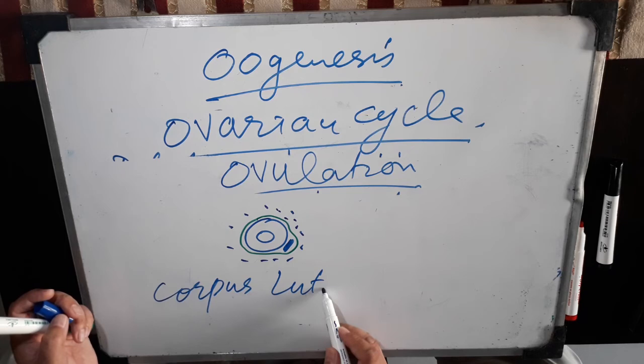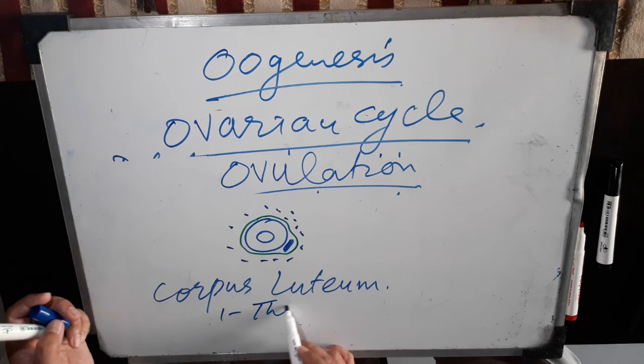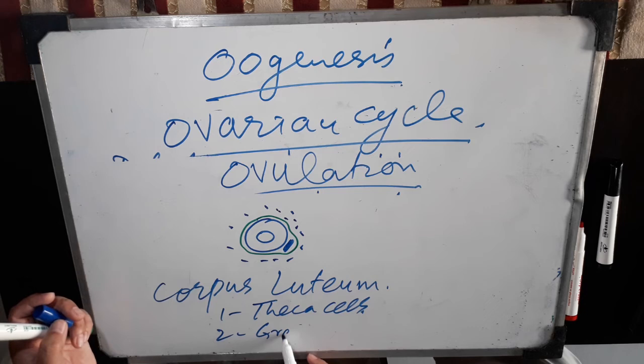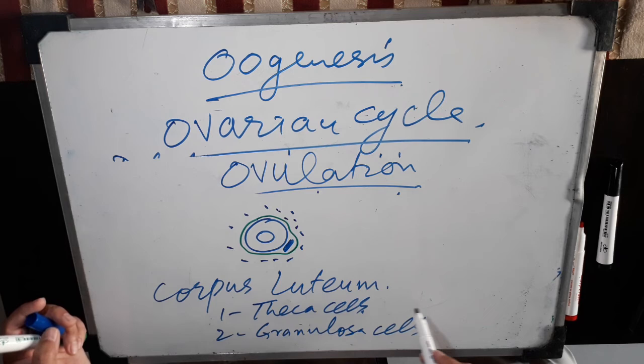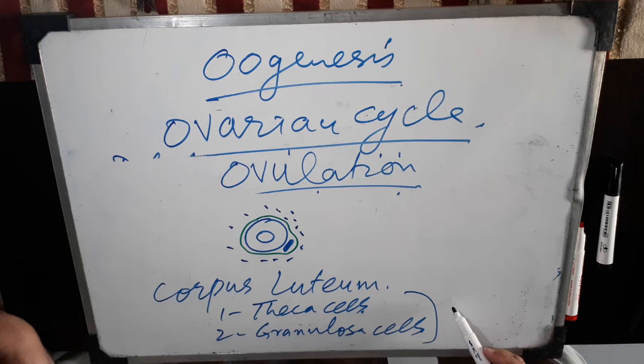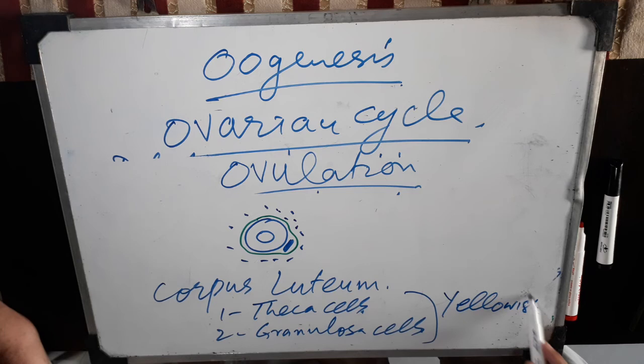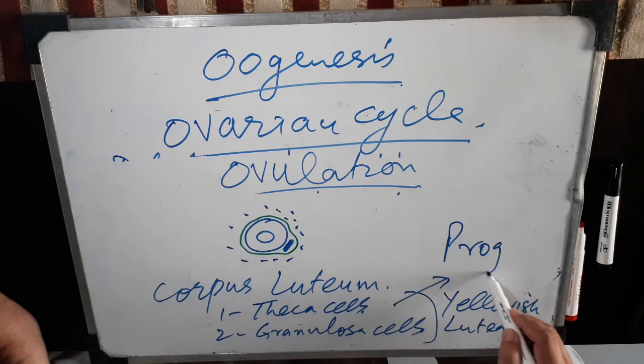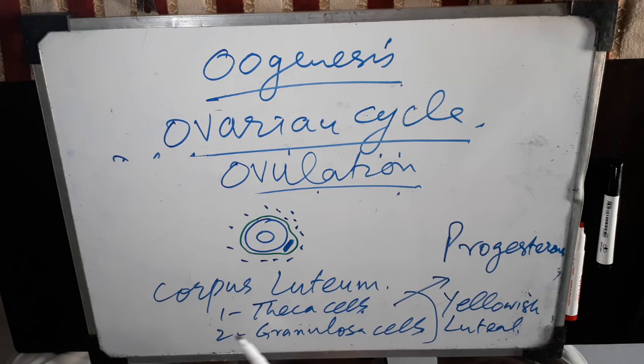The left behind part contains the theca cells, theca layers, and granulosa cells. Now these cells become full of glycogen and yellowish, they become yellowish luteal cells, and they start producing progesterone. So this is the left behind part: theca interna, theca externa, granulosa cells, and only the other parts are expelled out.